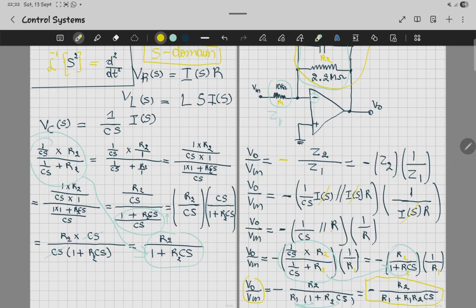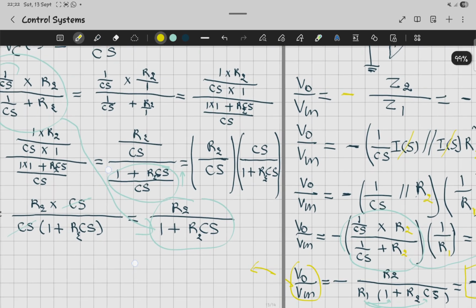And this one is R1, and this other one is R2. So this is how we were able to get this V out equation, the transfer function. And then if you want to solve for V out, you can just solve from this transfer function for V out.